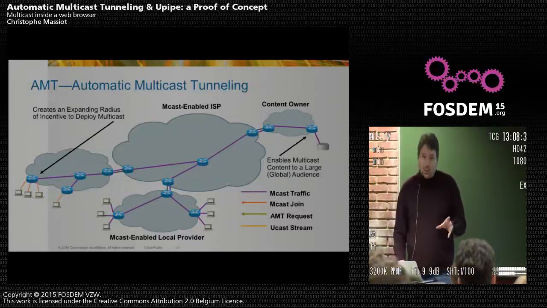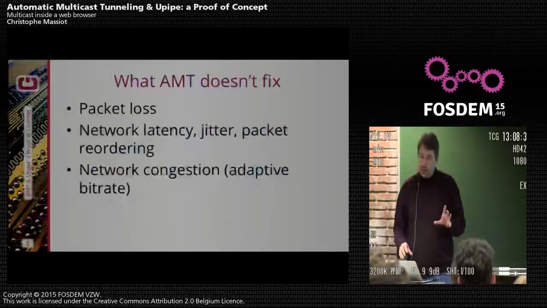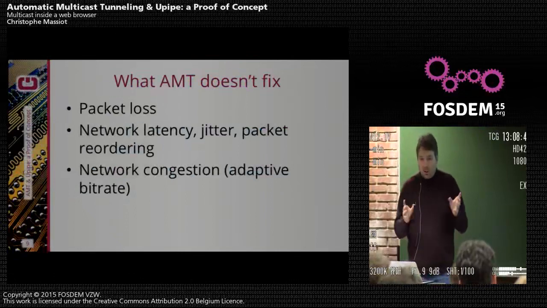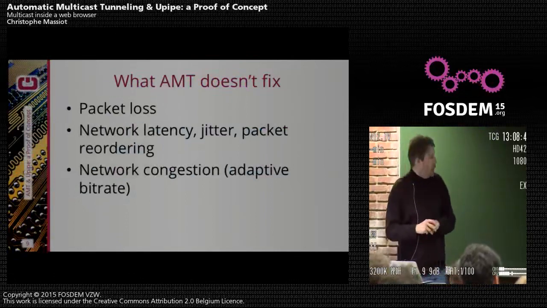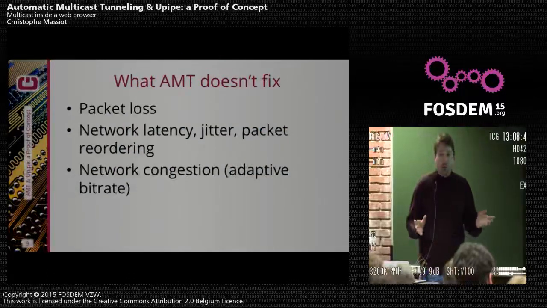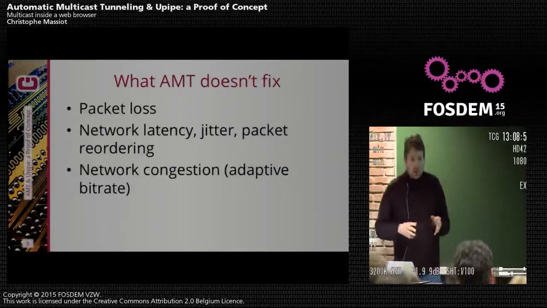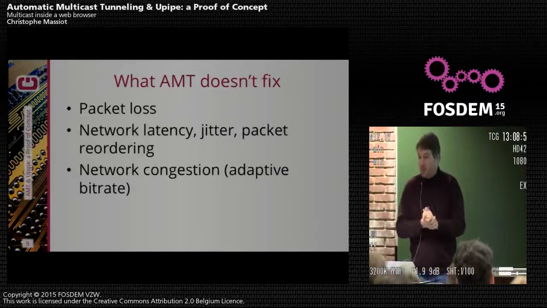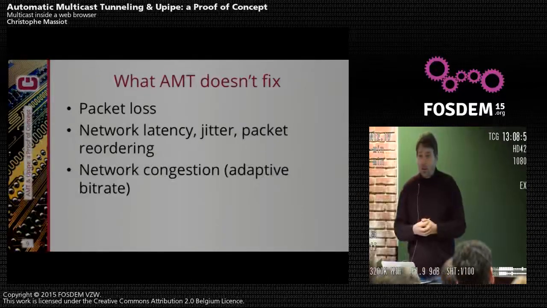So AMT looks great. There are also a few things that it doesn't fix. AMT is a UDP protocol only, just like most of the multicast streams as well. So if you have packet loss on your network, you have packet loss at the end. AMT doesn't fix that. Also, if you have latency, jitter, or packet reordering, you have to deal with that at the application level with protocols such as RTP, for instance.